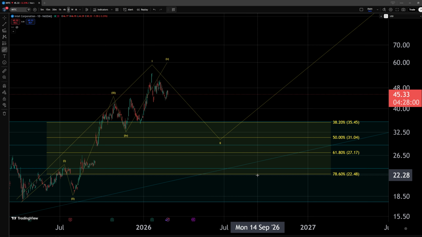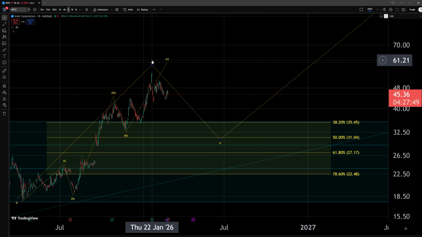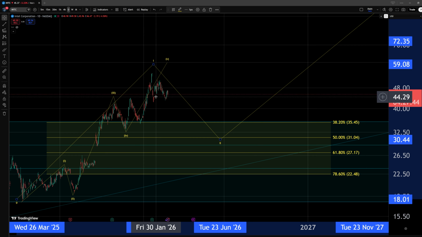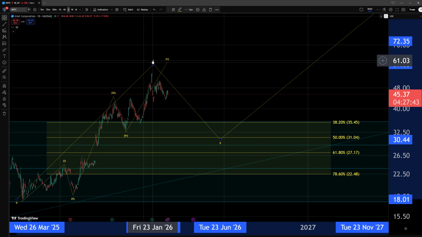Now, currently we are even struggling to get to this area of support, and this is assuming we have a top within a wave 1, which at this point, since we are still consolidating at such high levels, would still be able to very easily extend.